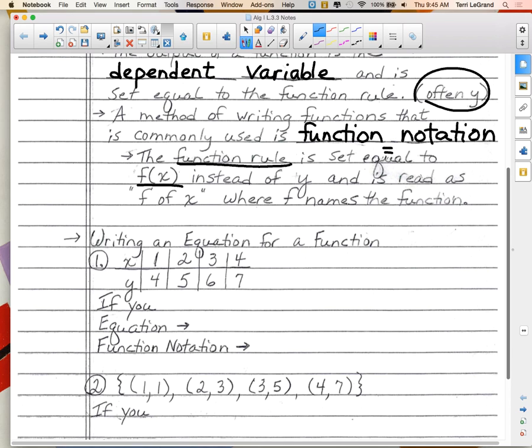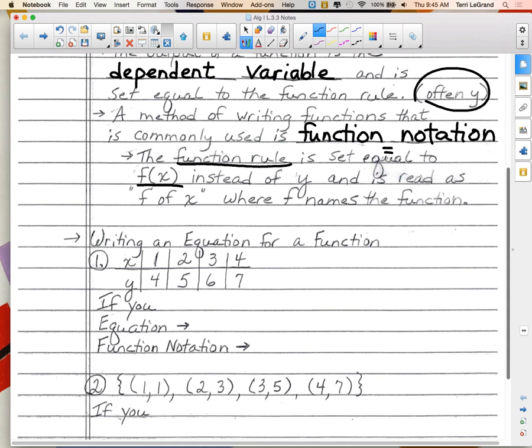Equal to that f parentheses x instead of y. So instead of setting it equal to the y, they set it equal to this f parentheses x, which is actually read as f of x. This is how we read f parentheses x. We don't say f parentheses x like I just did. We say f of x. And that actually is naming the function.